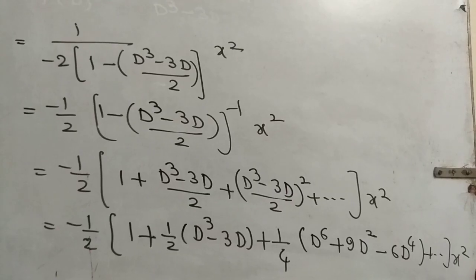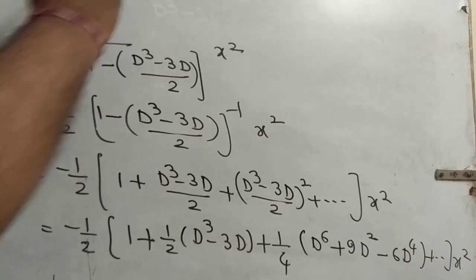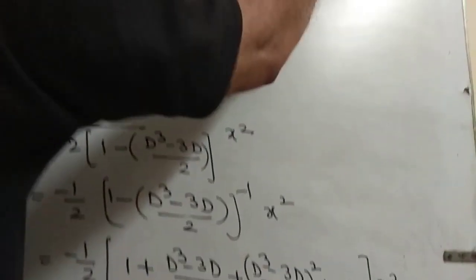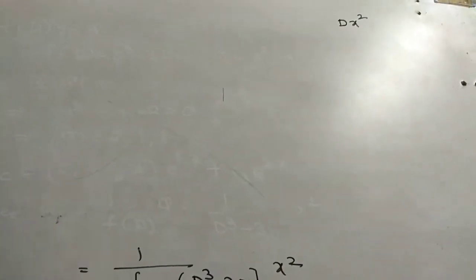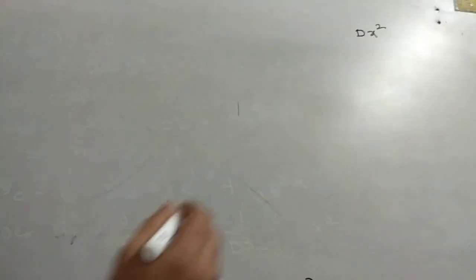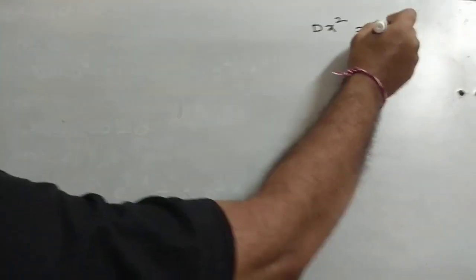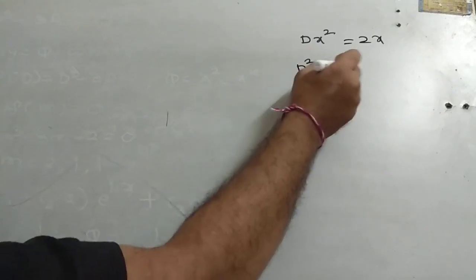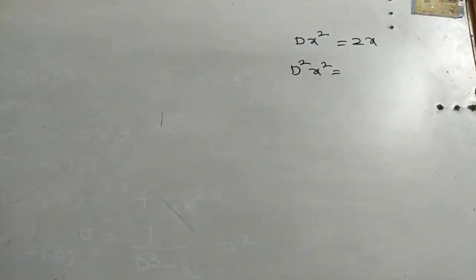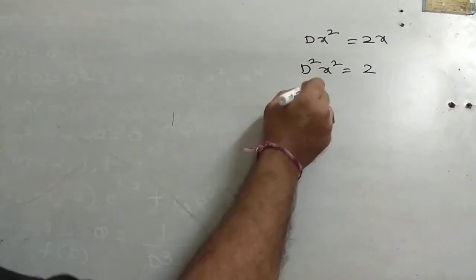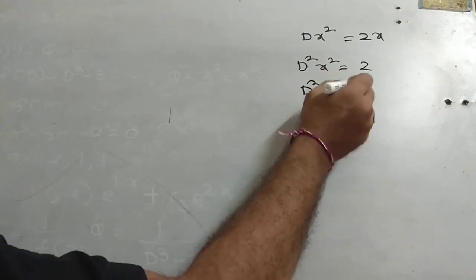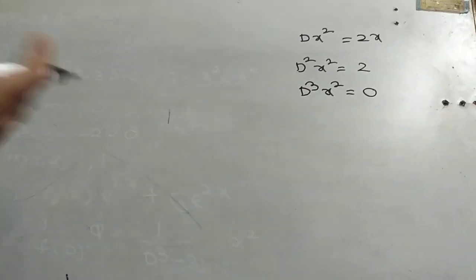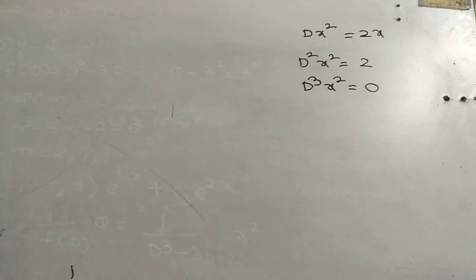Now before substituting that value, first you roughly calculate d of x square. What do you mean by d actually? D stands for derivative. So just you are calculating the derivative. The derivative of x square is 2x. Similarly, if I write d square of x square, second derivative of x square, what is the answer? 2. What about d cube of x square? Third derivative is 0. The rest of the remaining derivatives all are equal to 0.